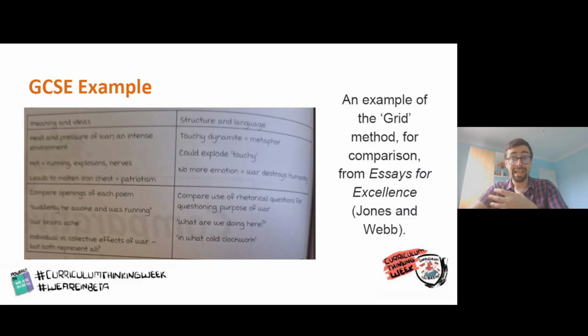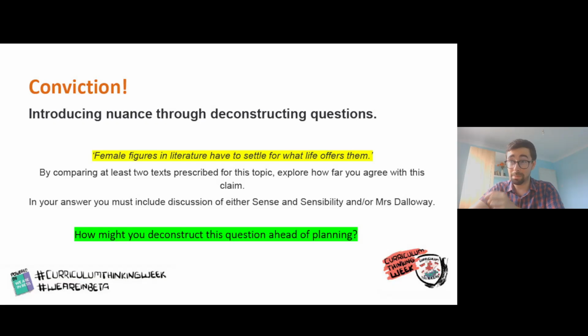One which could be taken at A level as well as GCSE, and perhaps even more suited to A level, where students need to dig into the nuance of the questions, can be found on slide 8. And this might be a moment where you pause my video and just share with your department the question I provided. Female figures in literature have to settle for what life offers them. And there's a few texts there, which might be the ones under discussion for some students when answering that question.